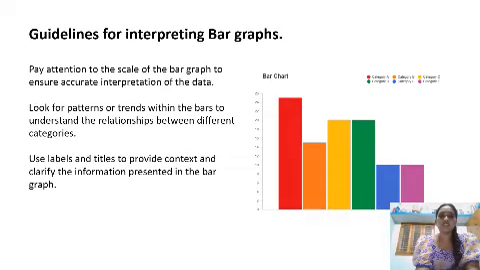Guidelines for interpreting bar graphs. Pay attention to the scale of the bar graph to ensure accurate interpretation of the data. Look for patterns or trends within the bars to understand the relationship between the defined categories. Use labels and titles to provide context and clarify the information presented in the bar graph.